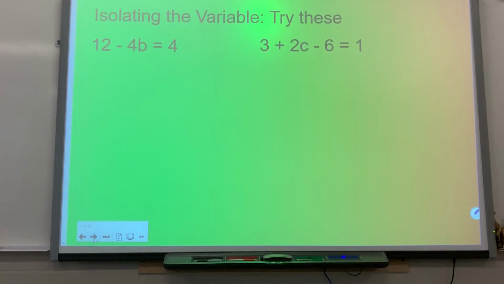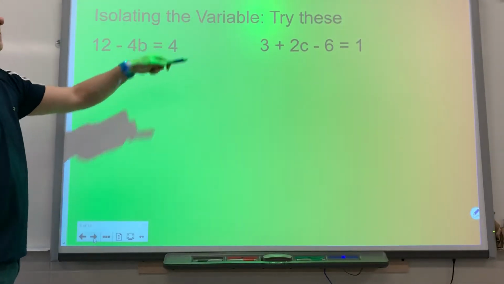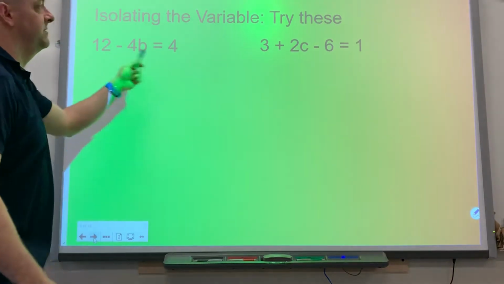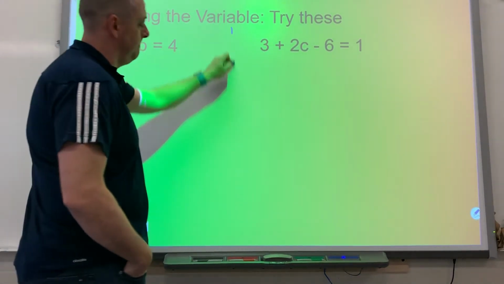Two different examples of isolating the variable. And we've done this differently than the previous two examples because we used to have like 4b minus 12, for example. It was the variable followed by the integer. This time the integer is first. And we've got a couple things going on, but we'll do this one at a time, okay?